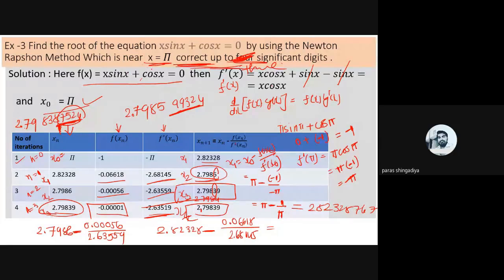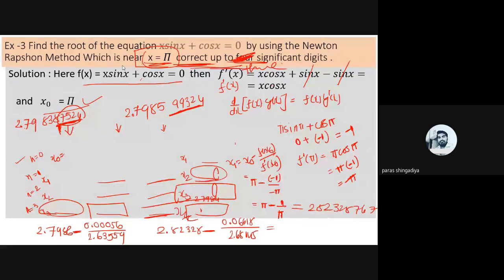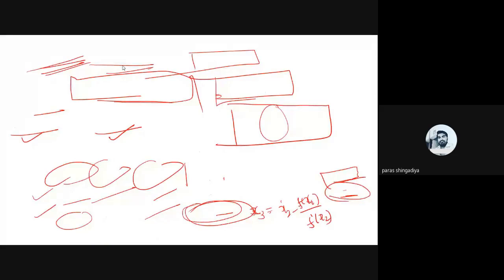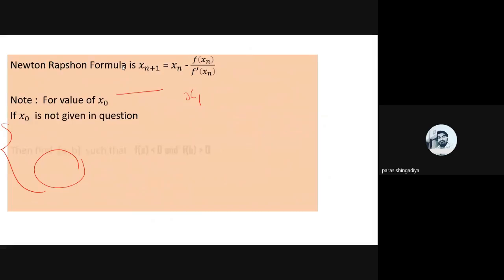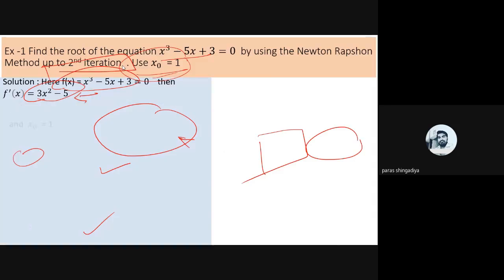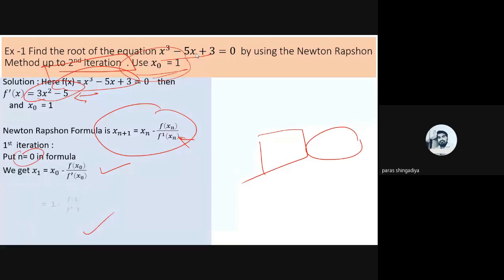No, here x0 is given as pi. Sometimes this value is not given in the questions. If x0 is not given in the question, we'll predict the value of x0 by using the interval AB. In this second example we consider this condition. Here in the first one x0 is given, x0 is equal to 1, so I will start the iteration by using this value.